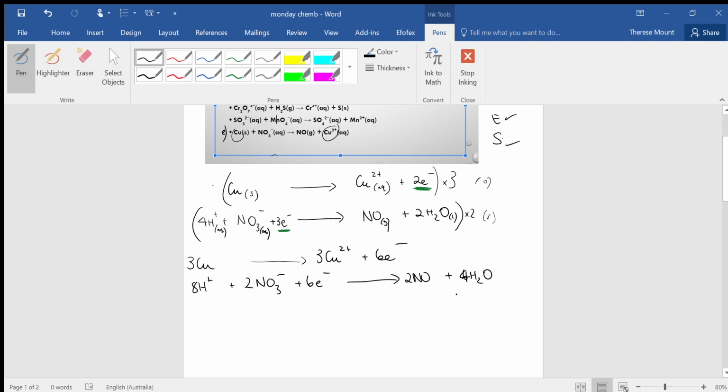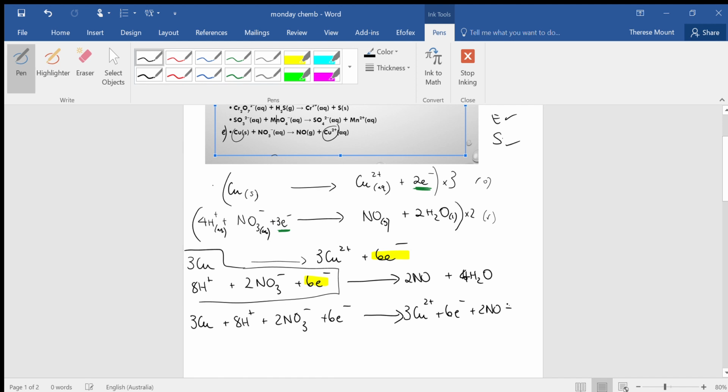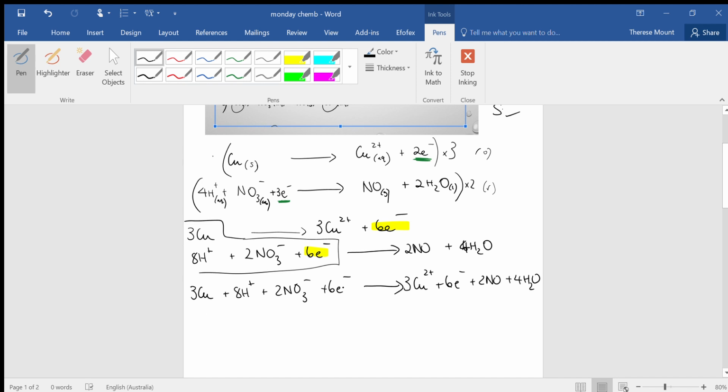Good, so now I'm ready to add my equations together because my electrons are the same. So 3 copper, now I'm just going to focus on all my reactants here. 8H plus 2NO3 minus 6 electrons. Now I'm going to focus on all my products. 3Cu. Okay, so now I need to cancel out my electrons and cancel out any H pluses or any waters.